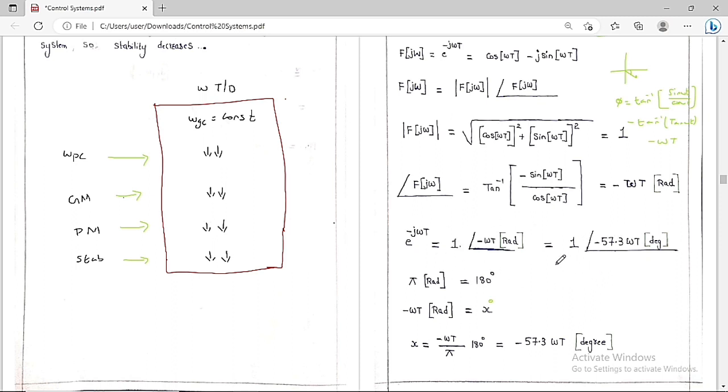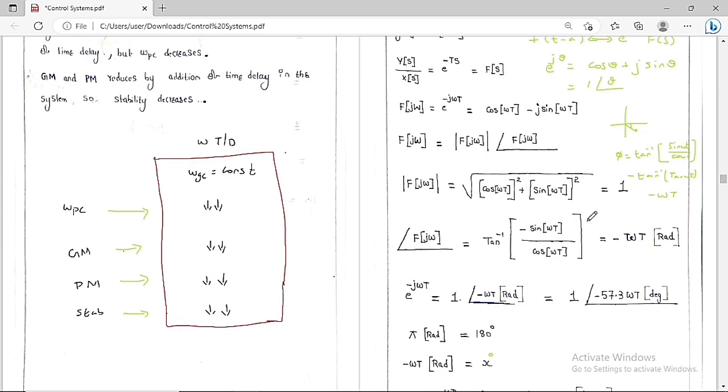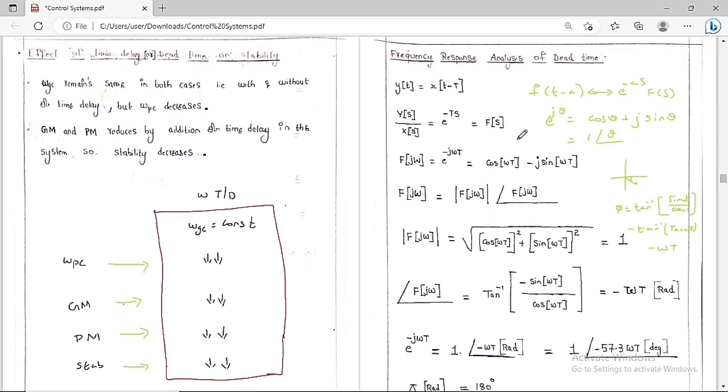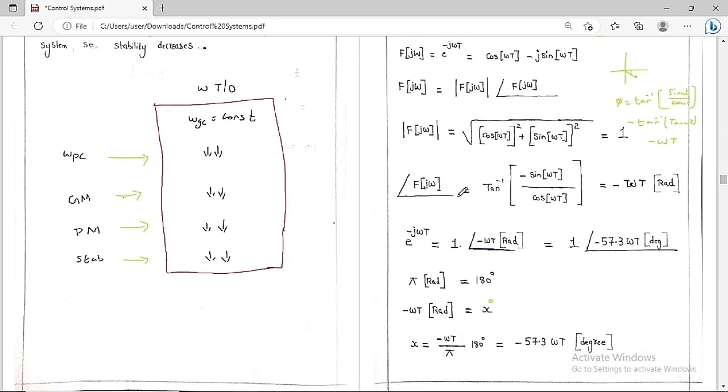So finally I can say e to the power of minus j omega t means the magnitude is 1 and the angle is minus omega t in terms of radians. And if you want to convert in terms of degrees, then we are going to get an angle of minus 57.3 omega t degrees. So this simplification you always have to keep in your mind. Whenever in the question they include the delay time, then definitely you have to remember this concept, like a fraction of a second. Then we can get all the things in a very simple manner.